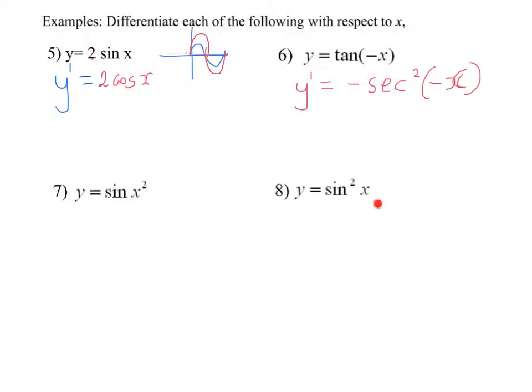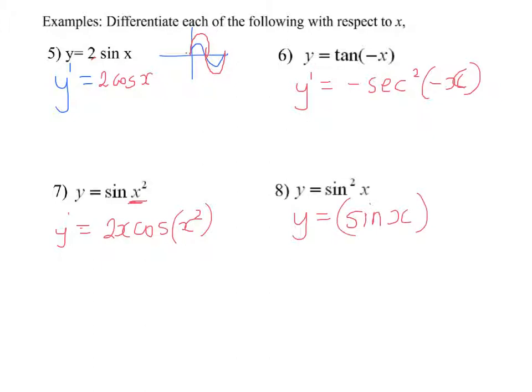Okay, number 7 and 8. They look very similar, don't they? It just depends on where you put that little square. It changes the meaning of the equation. Sine of x squared means f of x is x squared. So f dash x is going to be 2x. The derivative of sine is cos, and we're keeping that angle exactly the same. Whereas y equals sine squared x, that's just a better notation for writing y equals sine of x all squared. They mean the same thing.